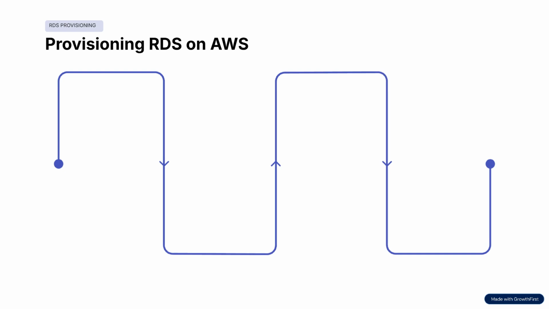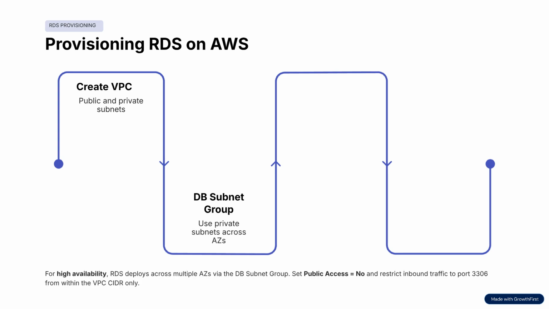Provisioning RDS involves steps such as creating a VPC with public and private subnets, configuring a DB subnet group across multiple AZs for high availability, configuring RDS with the correct engine and security group, and finally, launching a jump box for connection and management within the VPC.